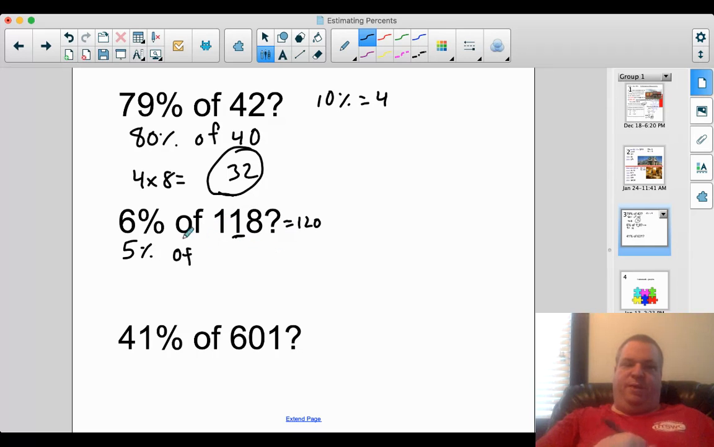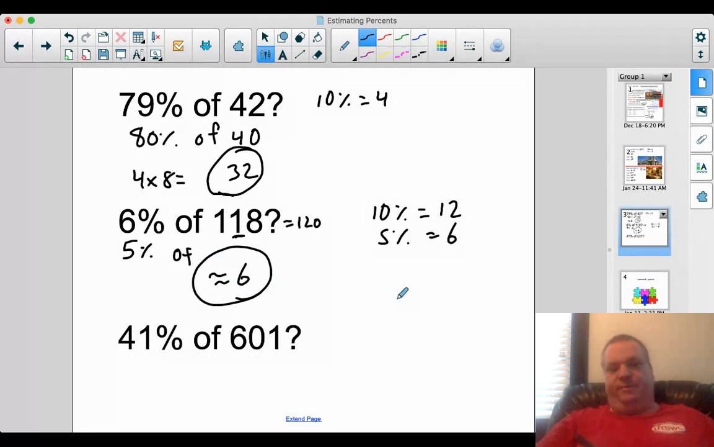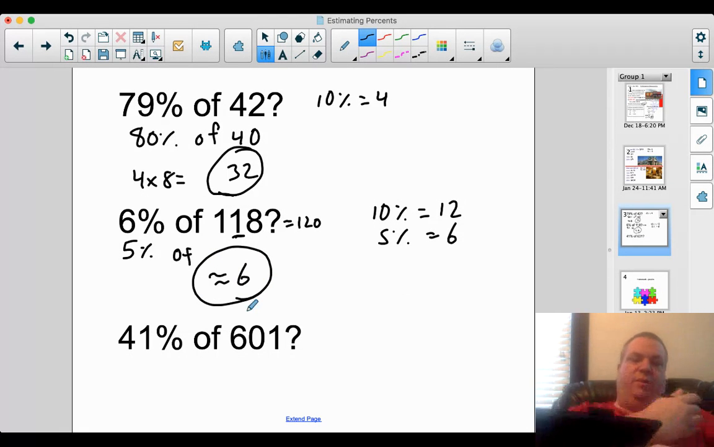All right, so I want 5% of 120. I'm going to do that the same way. 10% of 120 is just 12, dropping that 0. 5% would be half of that, which is 6. Okay, so it's about 6. Okay, that's what this sign means. It's about equal to.